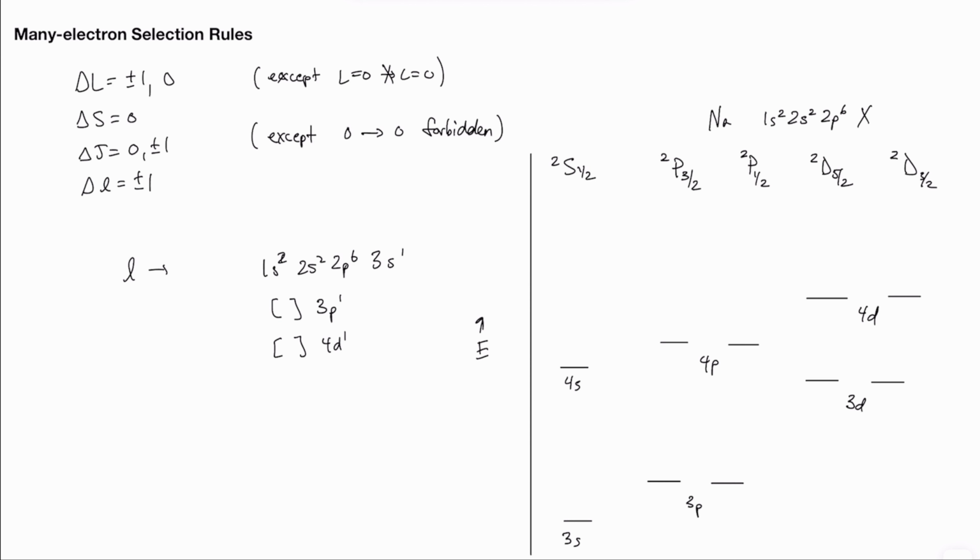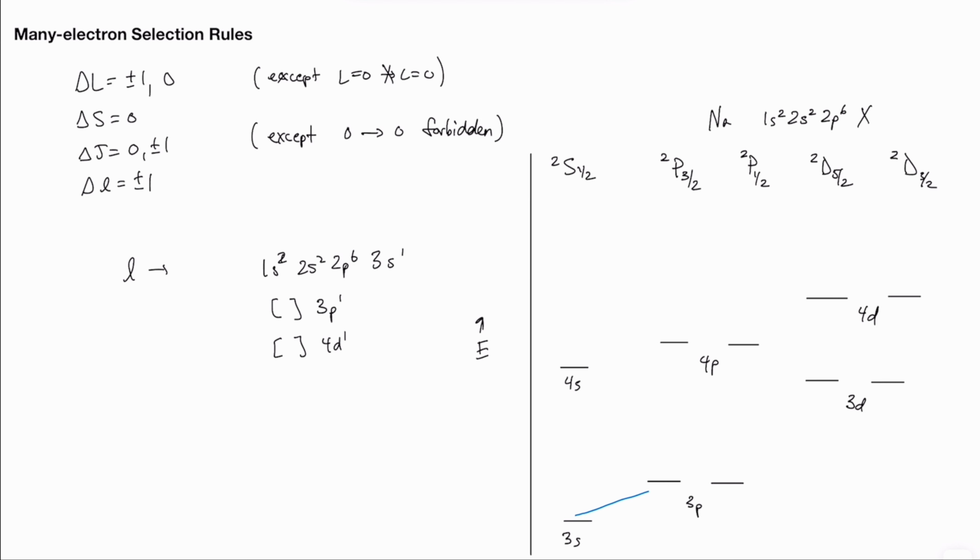And what I'm going to do is write out all the different transitions that would be visible according to these selection rules. So remember, the delta l for little l needs to be plus or minus 1. That's going to be the biggest one. All of these have the same S value, so this isn't going to come up. And then the other ones that are going to be really important to pay attention to are the delta J and the delta L.